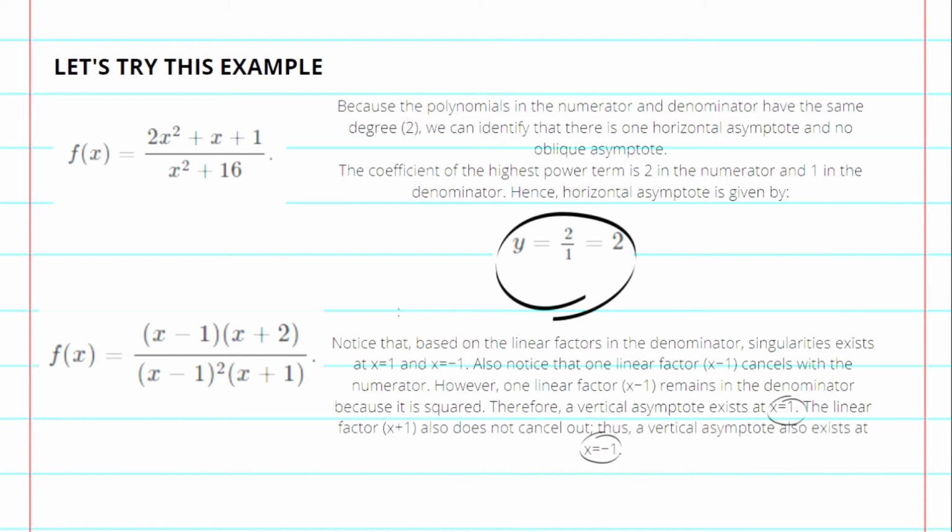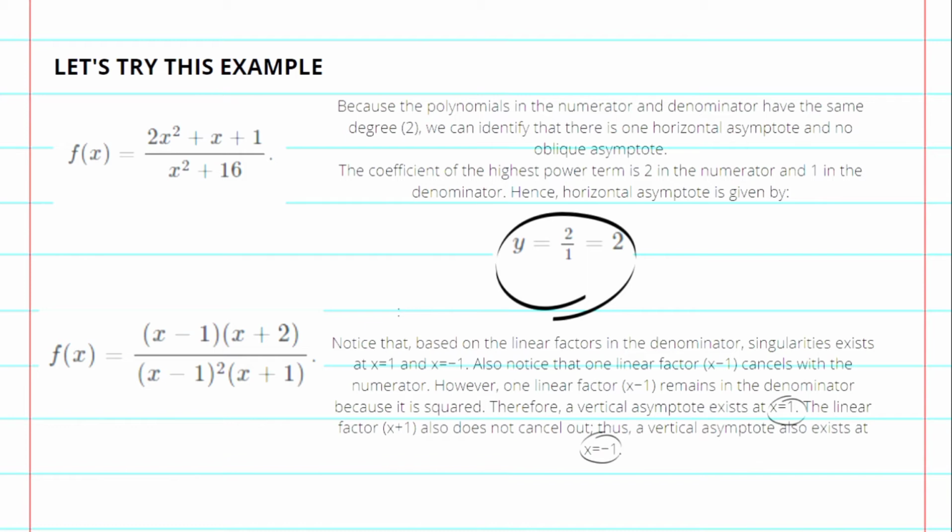The coefficient of the highest power term is 2 in the numerator and 1 in the denominator. Hence, the horizontal asymptote is given by y equals 2 over 1, which is equal to 2. Let's move on to the second example.